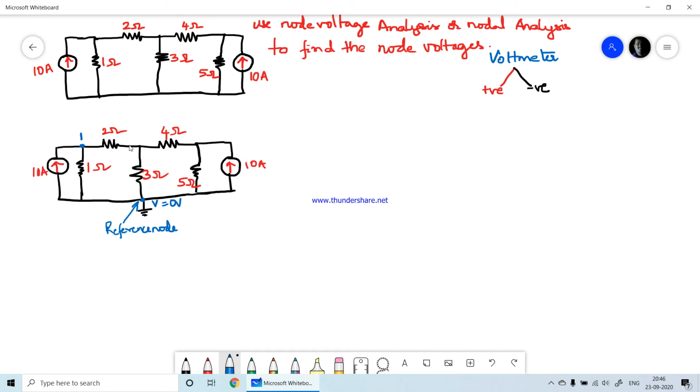Now we will go towards this resistance and measure the voltage at this particular node by placing the voltmeter's positive terminal, where negative will always be connected to ground. Here we'll see that the voltage we found at node 1 will be dropped because of this 2 ohm resistance. Therefore we will be measuring a voltage which is different from node 1, so we'll mark it as node 2.